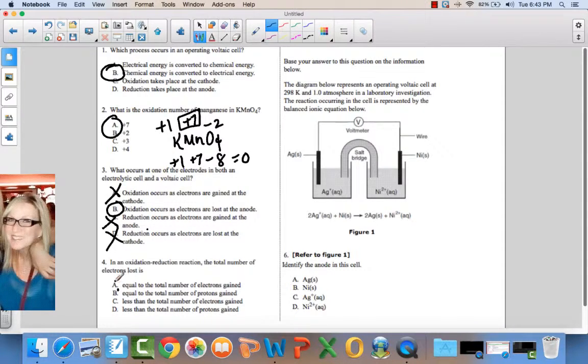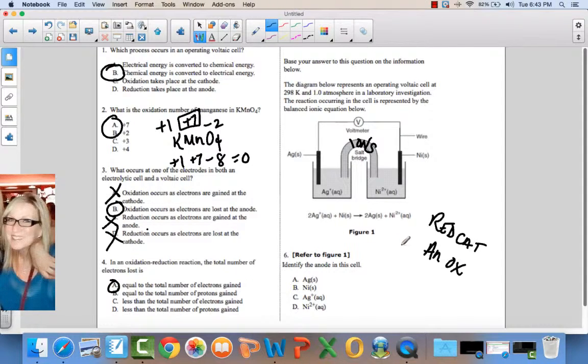Equal to the total number of electrons gained. There we go. All right, I got a voltaic cell here. How do I know? I see a salt bridge. Salt bridge is flow of ions. Ions in this bad boy. Okay. Identify the anode. So we know Red Cat, An Ox. Reduction at the cathode. Anode is oxidation. So which one's being oxidized?